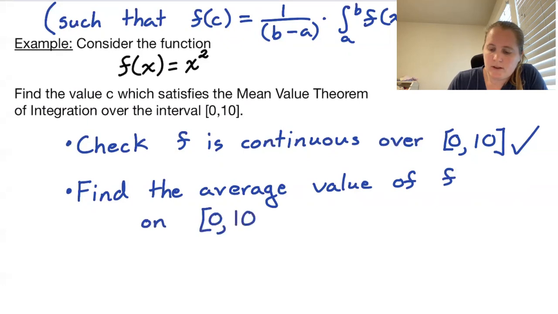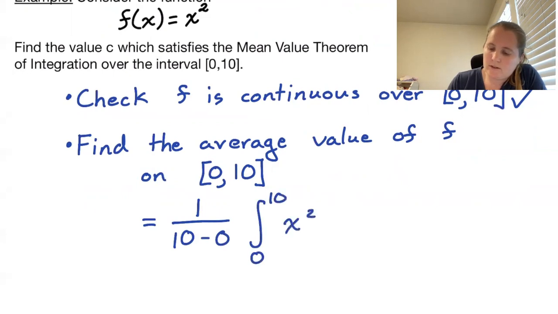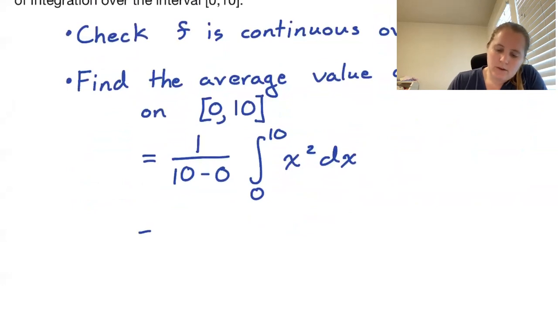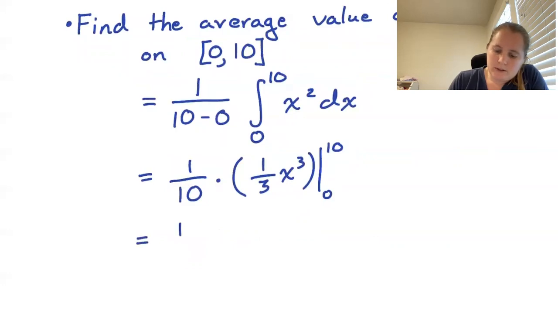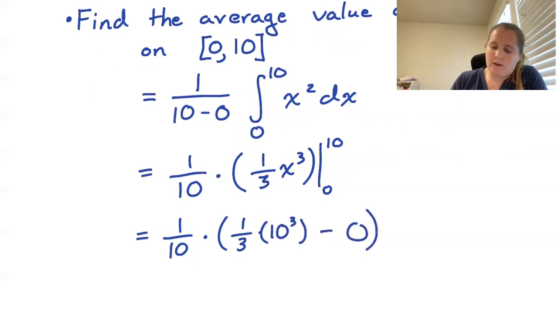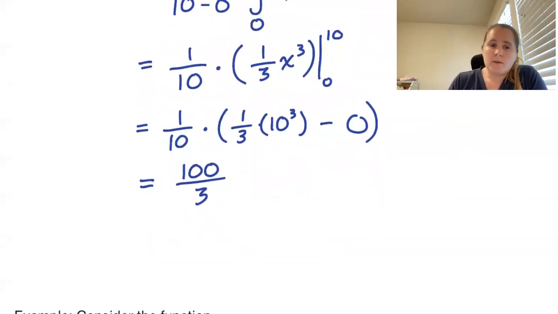So if we want to find the average value of f on the interval 0, 10, we're looking at 1 over 10 minus 0 times the definite integral from 0 to 10 of x squared dx, or 1/10 times 1/3 of x cubed evaluated from 0 to 10. So this is 1/10 times 1/3 times 10 cubed minus 0, or 100 thirds. Once we have that, then our job is to find C such that f of C equals that 100/3.